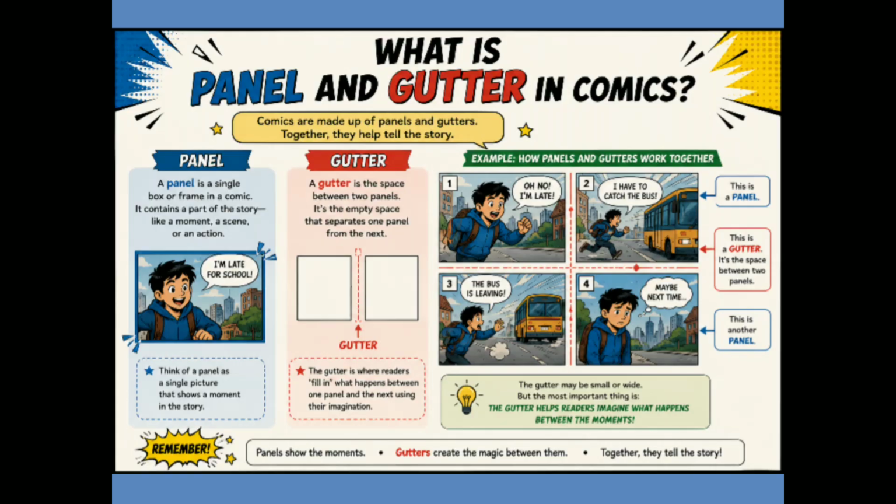For example, in this slide, in the comic sequence, we see a boy running to catch a bus. Each panel here shows a different movement of the action, and the gutter helps us connect these movements and imagine the events that happen in between. Therefore, panels show the story step by step, while gutters help the readers fill in the missing action through their imagination.